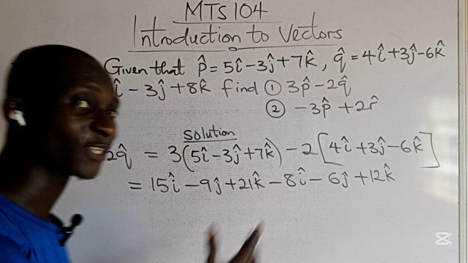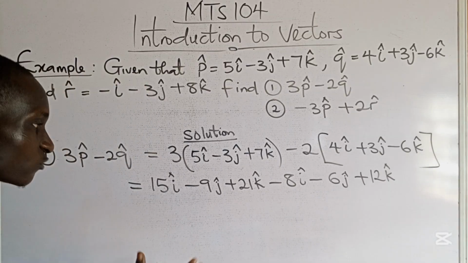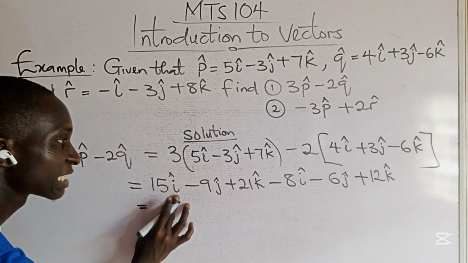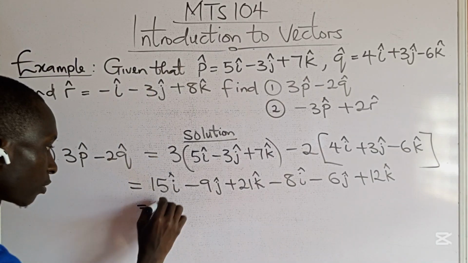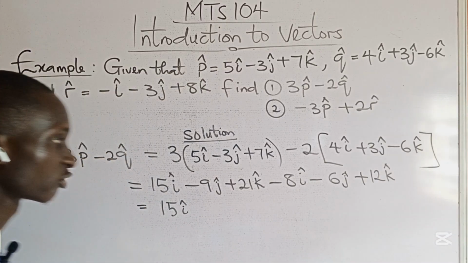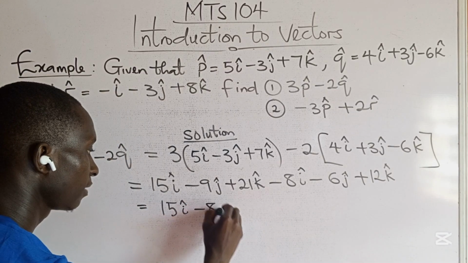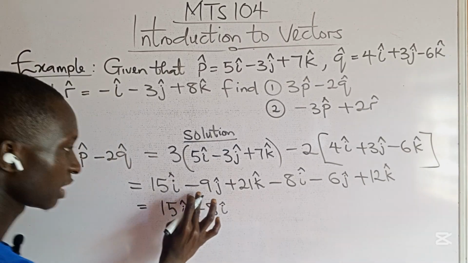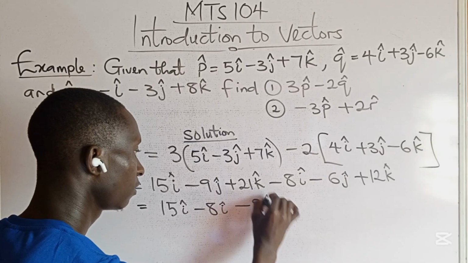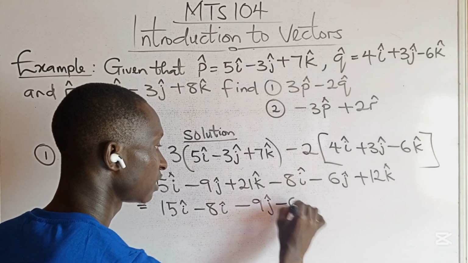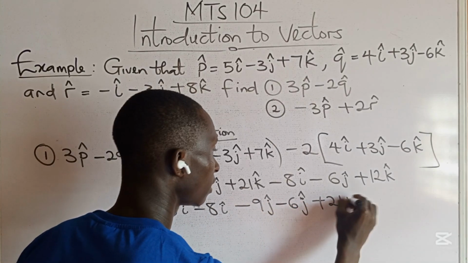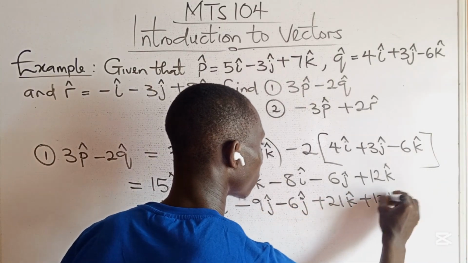You can see we've gotten to addition. What we have to do is to pair each component together by collecting the like components. So this is I, and this is its like component: 15I minus 8I. Then this is J, and this is minus 9J minus 6J. Then plus 21K plus 12K.